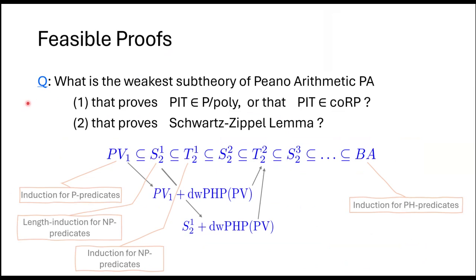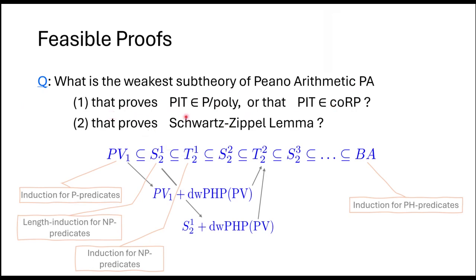These are theories which are subtheories of Peano arithmetic. Now the question for us will be: what is the weakest subtheory of Peano arithmetic, of bounded arithmetic, that can prove this Schwartz-Zippel Lemma and its usual application in theoretical computer science, which is, for instance, PIT in P/poly or PIT in coRP.